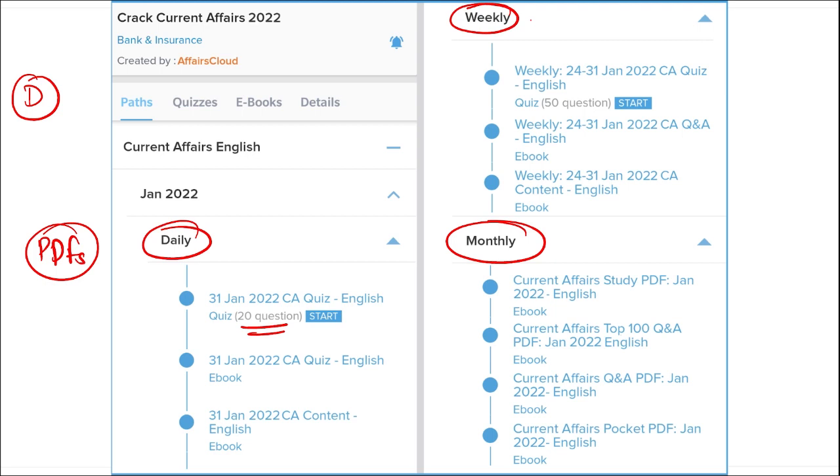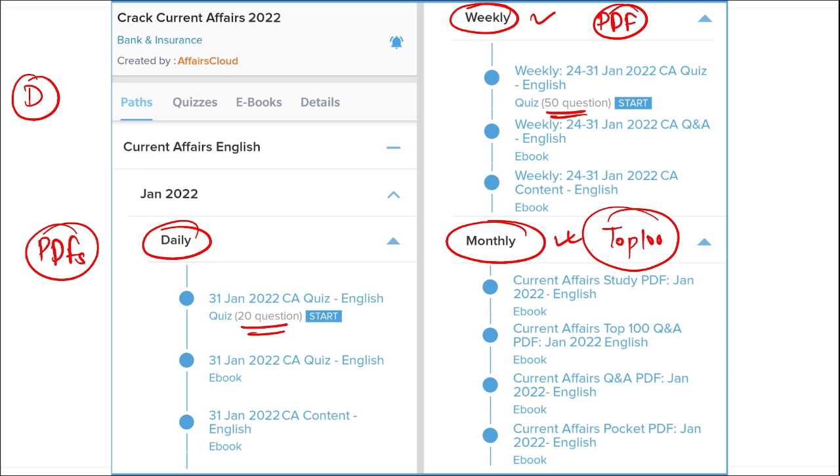Apart from that, on a weekly basis, you will be getting a 50 questions quiz for your preparation, as well as a PDF that will contain all the important compiled news and current affairs of that particular week. And similarly, for monthly, you will be getting a top 100 questions PDF of that whole month. That is a very important PDF and will be covering the most important news of that particular month.